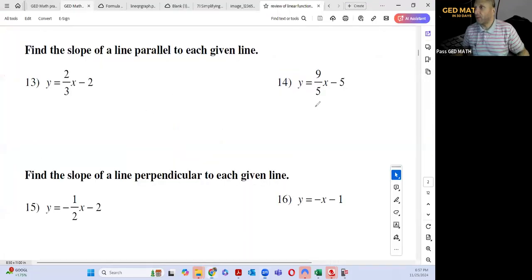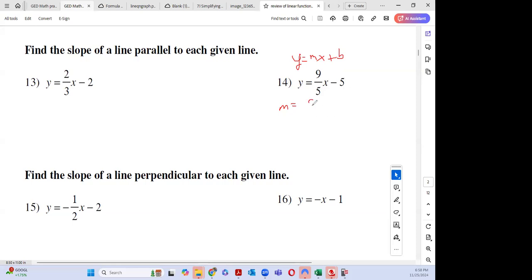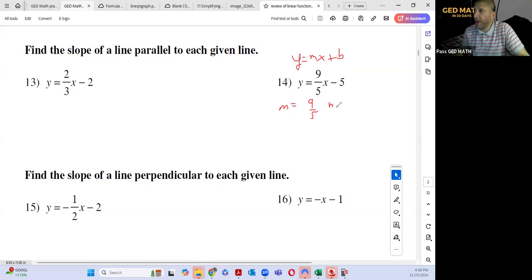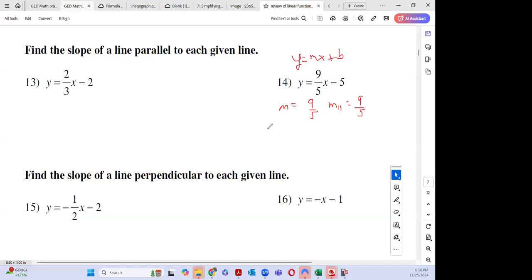So for number 14, what's my slope of number 14? What's my slope for number 14? Anybody, it doesn't matter. 9/5. The slope of any line parallel to this line is also what? 9/5. That easy.